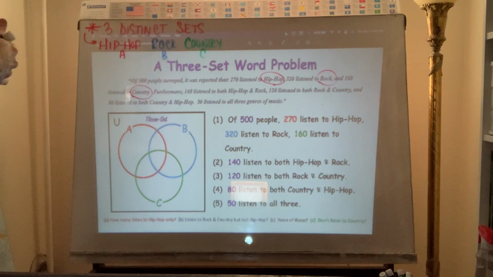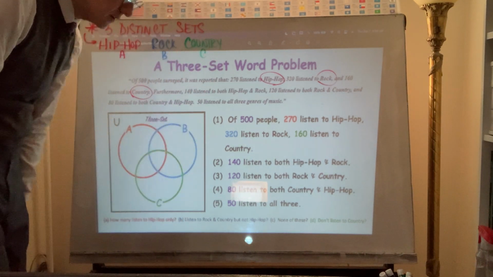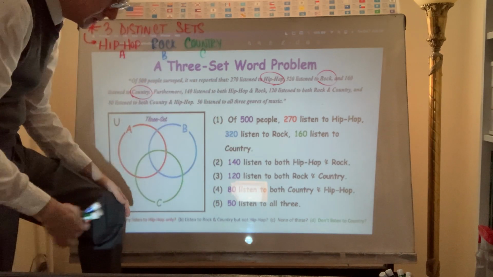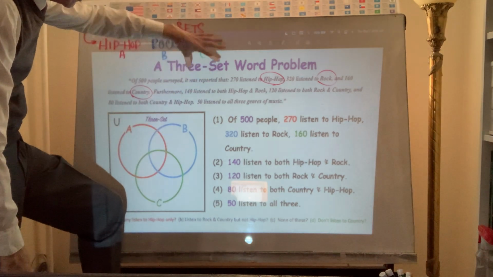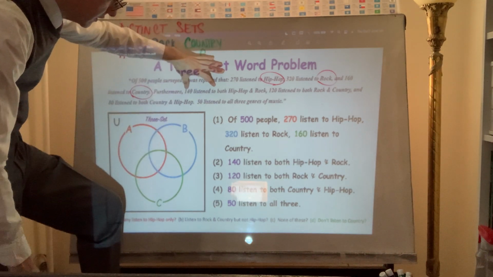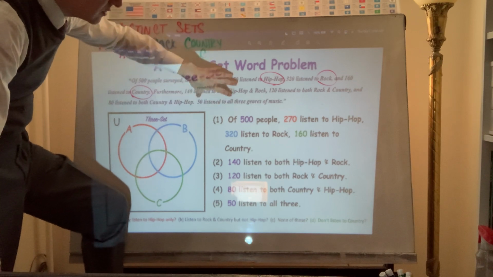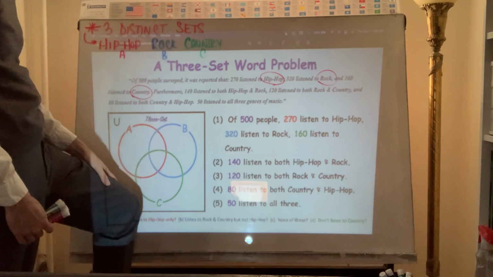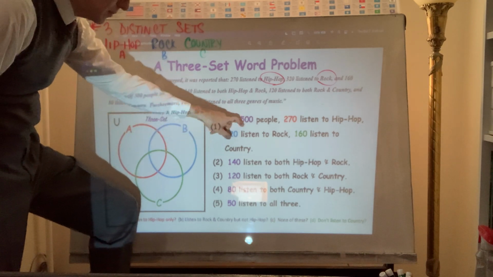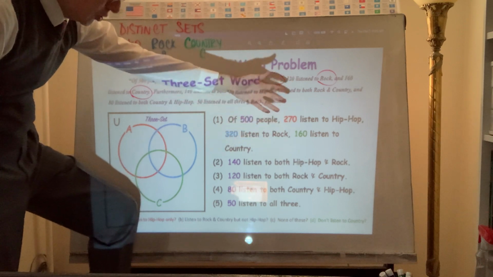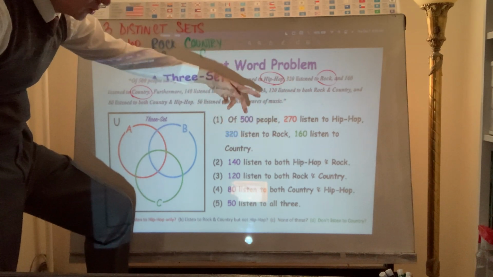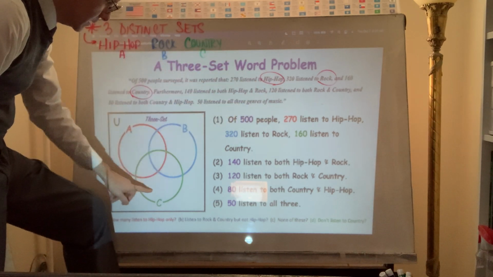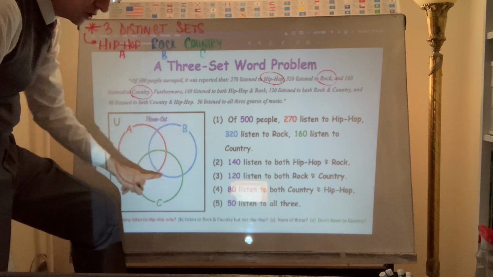Again, don't be intimidated. When you have a word problem, it may be intentionally written so as to be confusing. So take a little artistic license, and within the confines of logic, try to slim it down to the bare essentials. What I've tried to do here was simplify a little bit. There's 500 people, 270 listen to hip hop total, 320 listen to rock total, 160 listen to country total. Those amounts would be overlapping in these three regions.